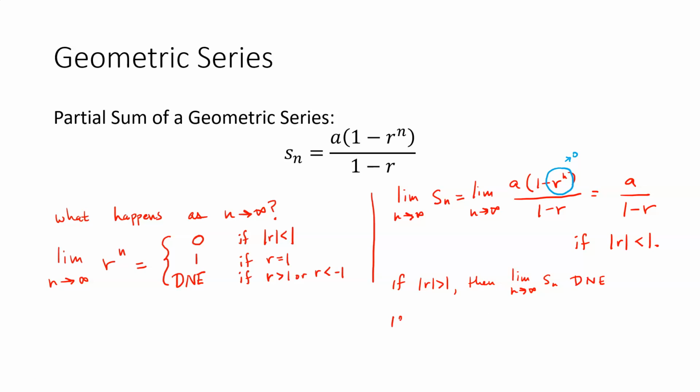And then the other case, if r is equal to 1, what can we say then? Well, in this case, we can think about the series written this way. If r is equal to 1, then this series would just be adding up a plus a plus a infinitely many times. So its partial sum would just be n times a. And so taking n to infinity, this would go to infinity. So this is divergent in that case as well.